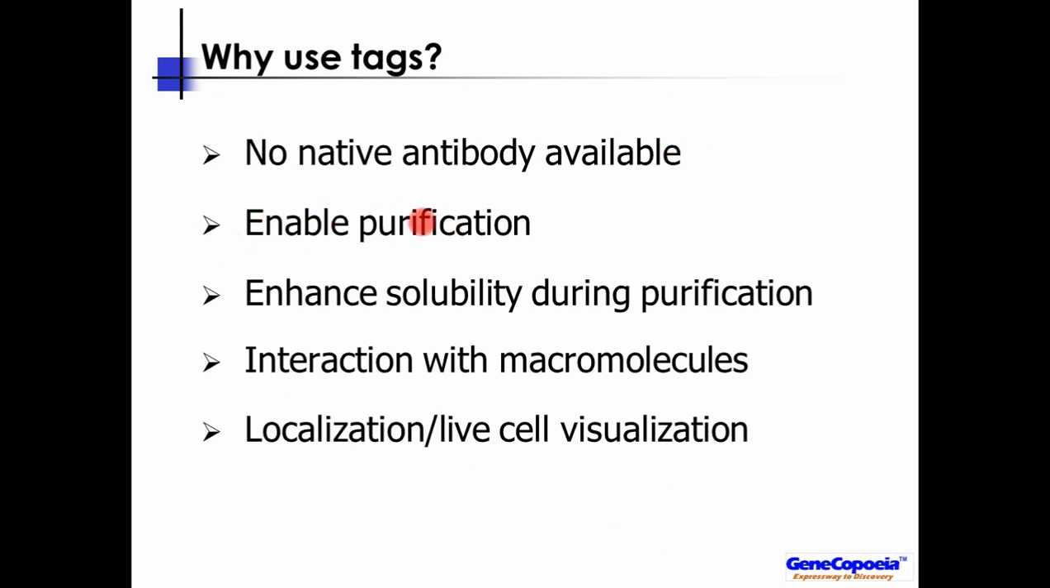Secondly, tags can help you enable purification. Third, some tags can enhance solubility during purification, so some proteins are notoriously insoluble when expressed in E. coli, but addition of a particular tag might actually cause that protein to be soluble. Fourth, you might want to use a tag to study interactions with other macromolecules, such as other proteins or nucleic acids. And finally, some tags are good for doing subcellular localization or live cell visualization.